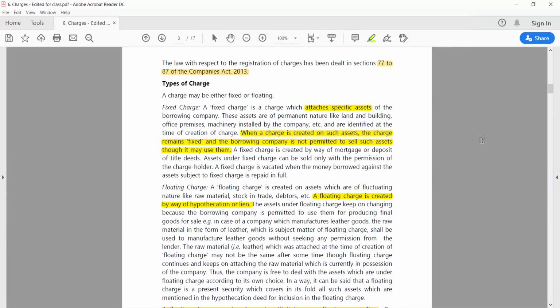Yes, okay. Now coming back, types of charges. There are two types of charges. One is called fixed charge, another is floating charge. What is fixed charge? Fixed charge means it is only for the specific assets of the borrowing company. That means like land and building, it cannot be changed. The whole setup cannot be changed. Land and building, premises, machinery installed and all, what is identified at the time of creation of charge, it will become fixed. So the borrowing company is not permitted to sell the assets, though it may use them.